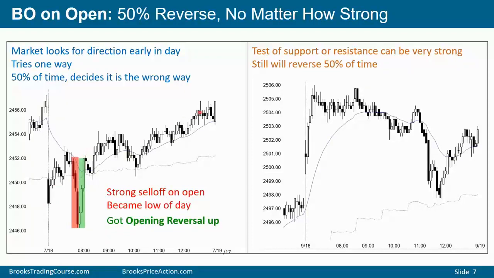Opening reversal up, and it became the low of the day. Strong rally on the open, above the moving average. However, it became the high of the day. Bear bar right after the rally. It went sideways for a lot of bars, and the bulls tried to resume, but it remained the high of the day, and the reversal took place here.